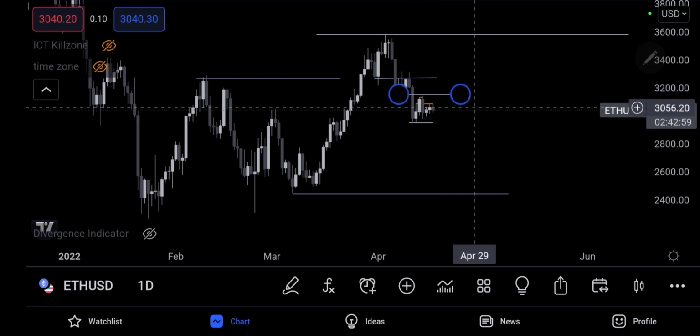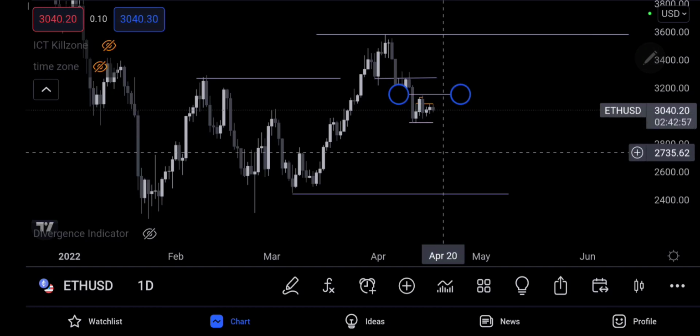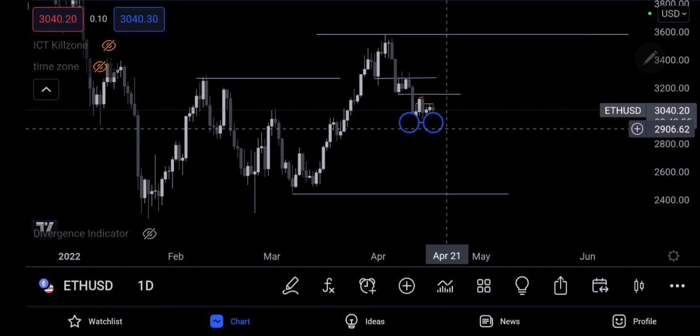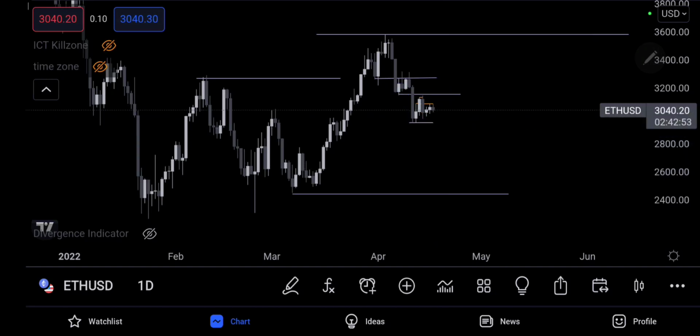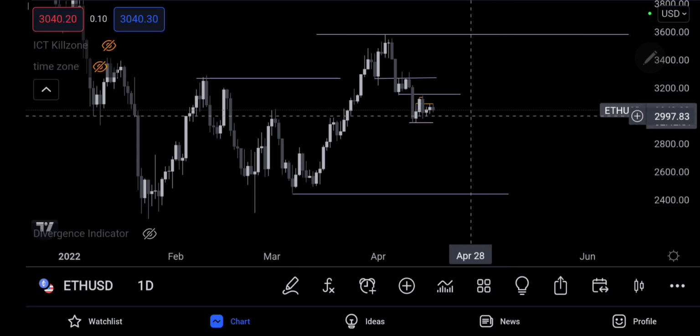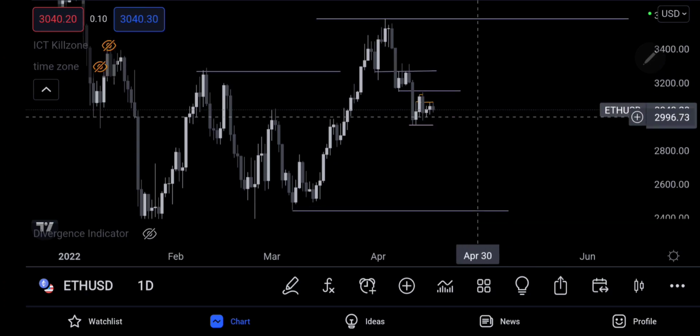So I'm going to anticipate for price to continue to go down. Like I said, does it mean it's going to go down right away? No, but that's my expectation for price to continue to go down. Then we go to the lower time frames. If the daily is going down, then I know I'm only going to look for sell setups on a lower time frame.